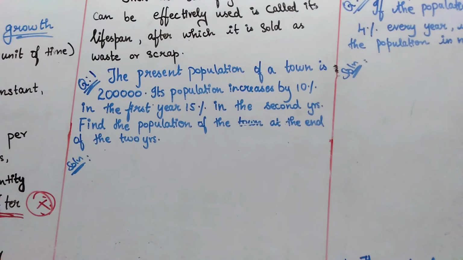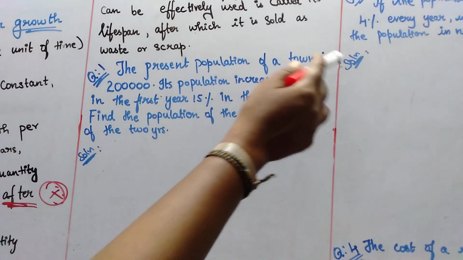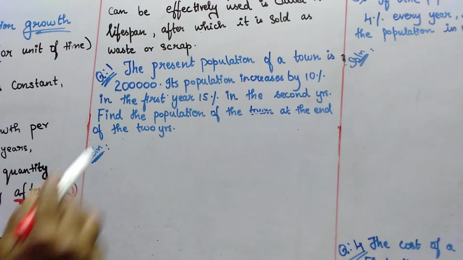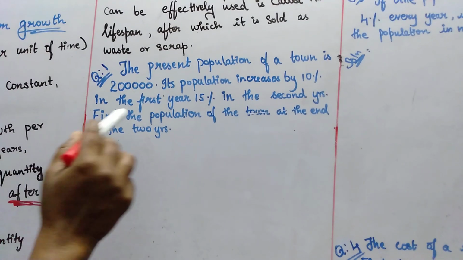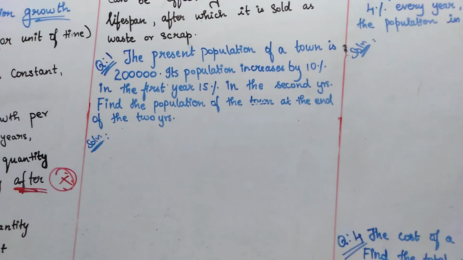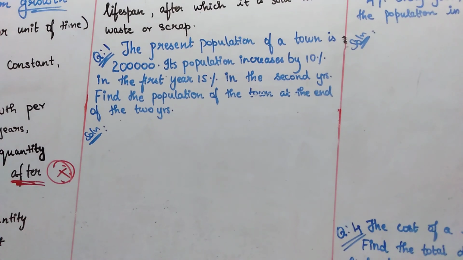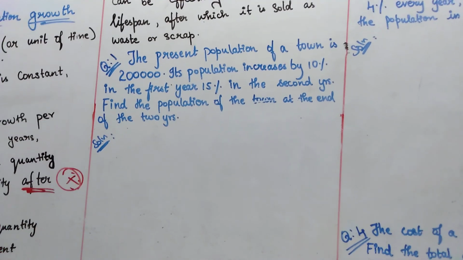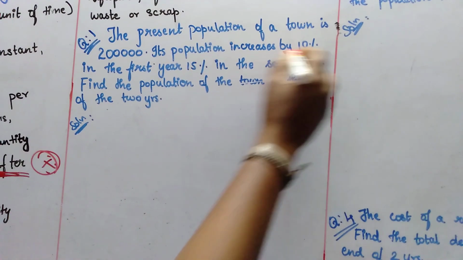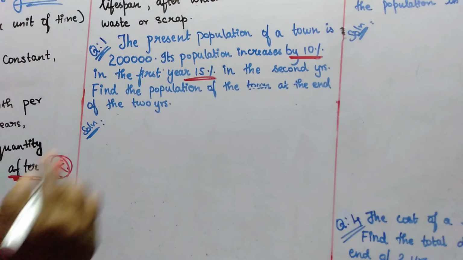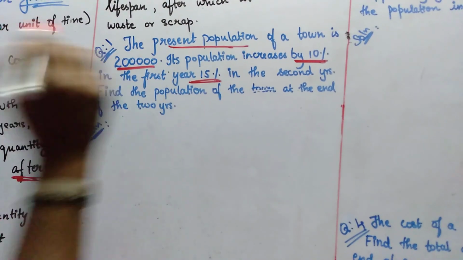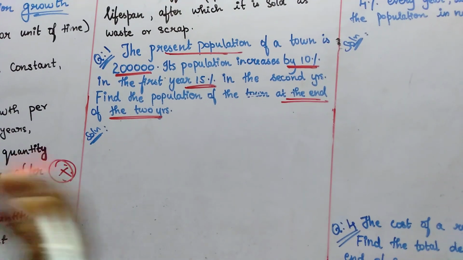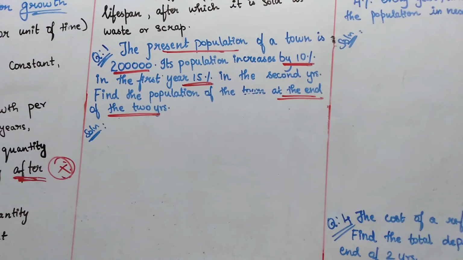We will see question number 1 here. Question 1. The present population of a town is 2 lakhs. Its population increases by 10% in the first year and 15% in the second year. We have to find the population of the town at the end of the 2 years. As I have told you, successive increases are given here, that is 10% and 15%. The present population is also given, which is 2 lakhs. At the end of 2 years means after 2 years, right?